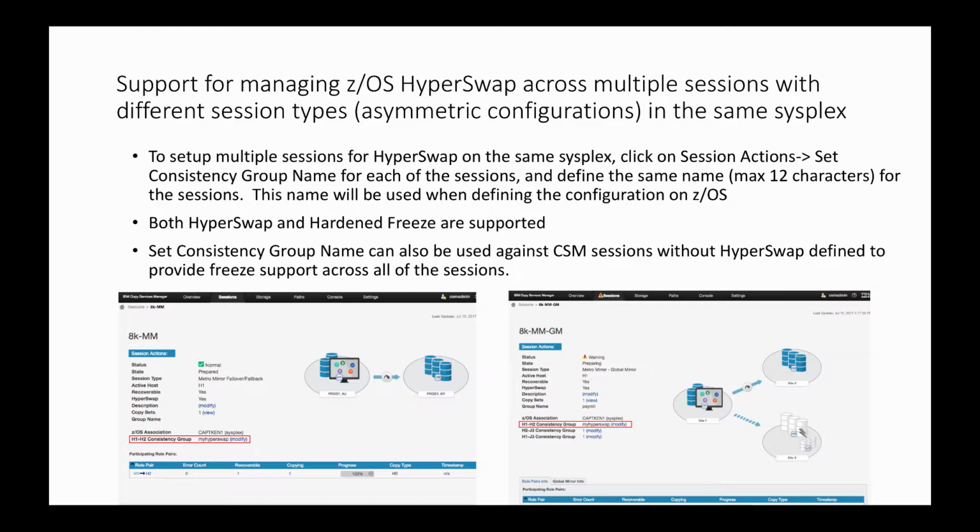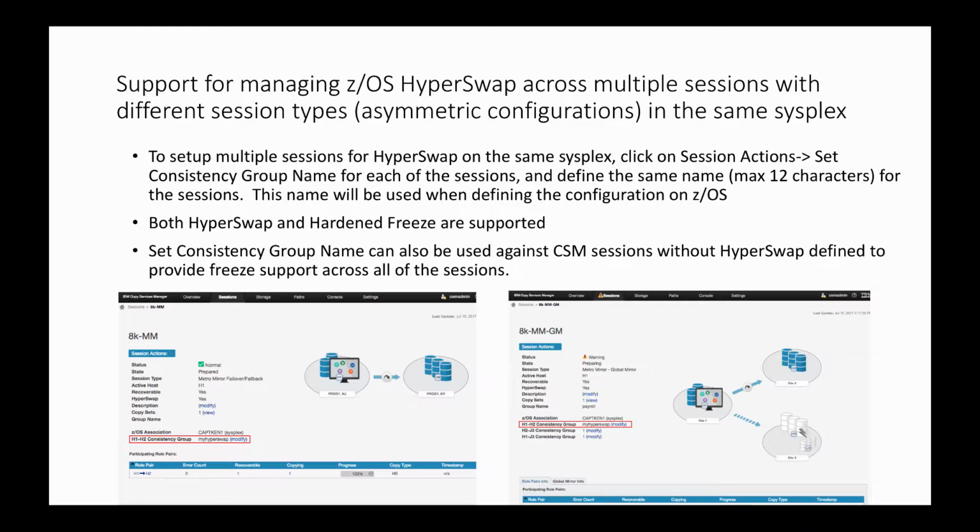So why would you use this? There have been cases where I've seen customers ask, they have an asymmetrical configuration like this, but they want the Metro Mirror pairs to be consistent in the event of the suspension by error or by command. And so you could set this up and set the consistency group name, and now with a simple suspend command, CSM will do that freeze across all before it does any thaws.